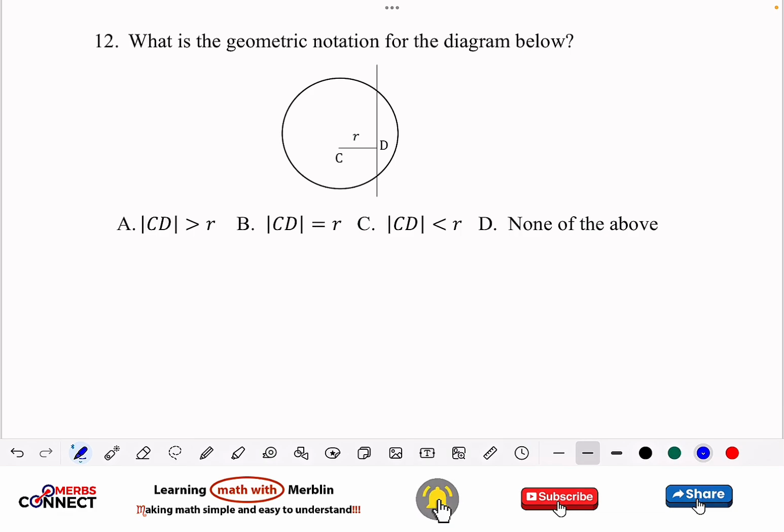What is the geometric notation for the diagram? So if D is inside the circle, then the distance for, so the R is not supposed to be here. R is not CD. So the distance between CD and R, remember R is from the center to the circumference. So when you compare this distance and this distance, R is supposed to be greater than. So you are going to have something like this. Good. So this one's supposed to be C. That's how it's supposed to be.